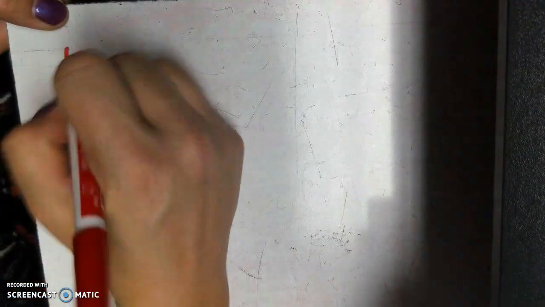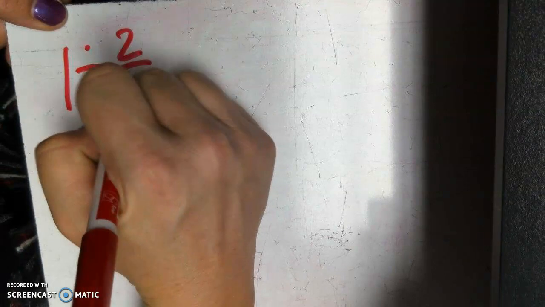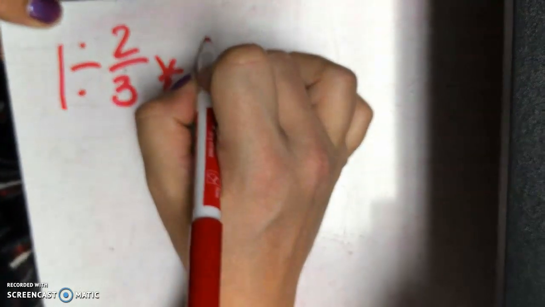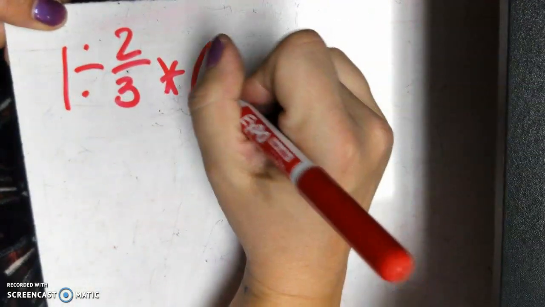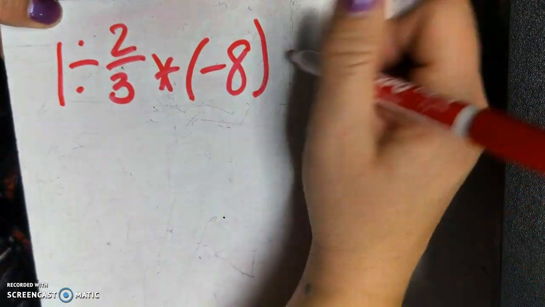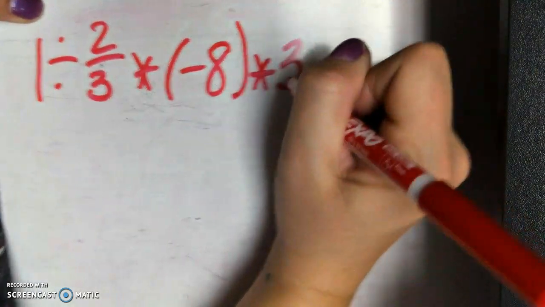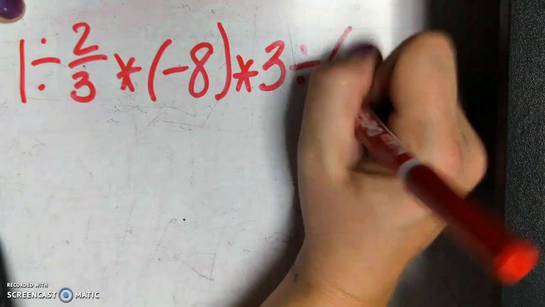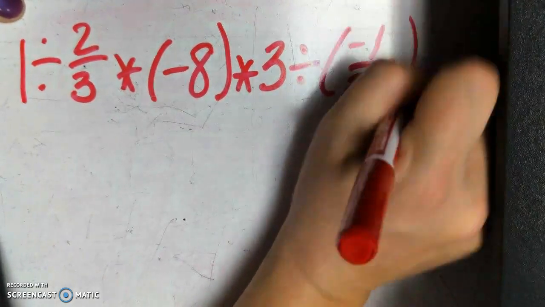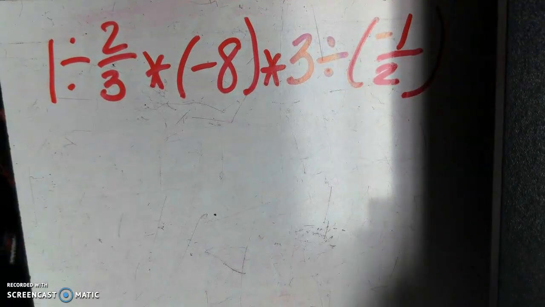We had 1 divided by 2/3 times, do you need me? Negative 8 times 3, submitted, I guess, right? Times negative 1/2. You can work on your math page.